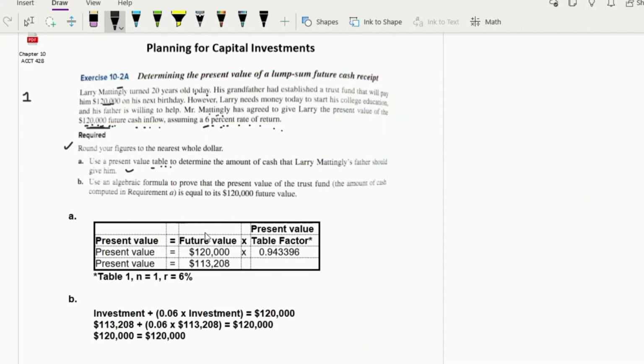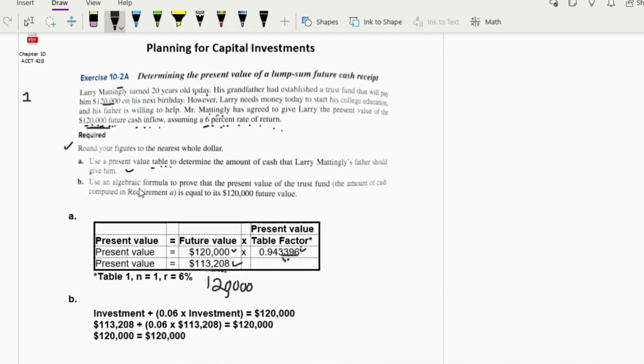So here, 120,000 is the future value, and this is 0.94. In the table it was 340. This is from another table where they are taking more decimal places, so if you round it off, it is 40, right? Anyways, when you multiply, the present value is 113,208. So this is the value his father will give him today instead of 120,000.